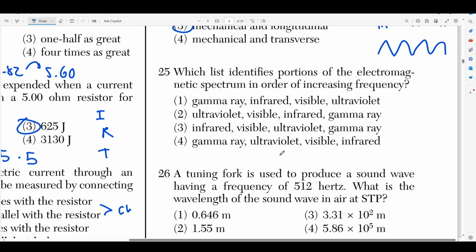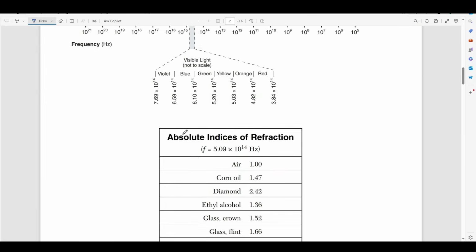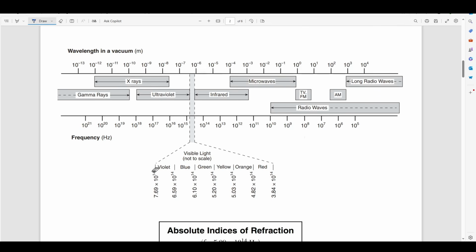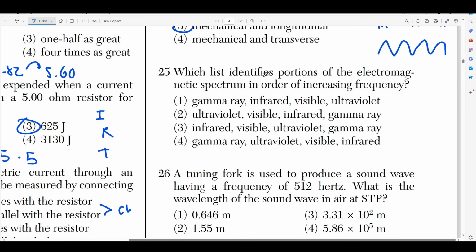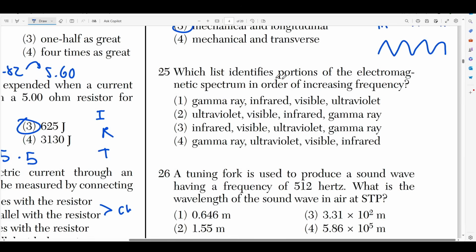Number 25 says which list identifies portions of the electromagnetic spectrum in order of increasing frequency. So here we need to look at our light spectrum, which is up here, wavelength and the electromagnetic spectrum. I called it light spectrum by accident because it has visible light in it. And it says which portions are in order of increasing frequency, right? So which one has the smallest frequency? Here, the frequency is largest right here, and the lowest frequency is here. Now it's asking us which one here is lowest.